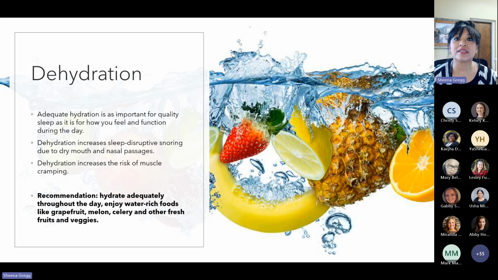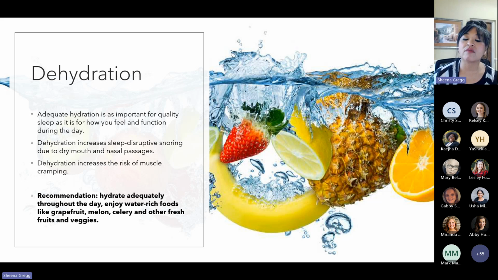Also, the body will sometimes mimic the feeling of hunger as an initial sign of dehydration. So if you've just eaten a meal or you've just eaten a snack during the day, and about 30 minutes later, an hour later, you're already feeling hungry again, before going to eat something else, I like to do a water check, and that's where you would drink a glass or bottle of water, wait about 5 to 10 minutes, and then reassess that hunger feeling.